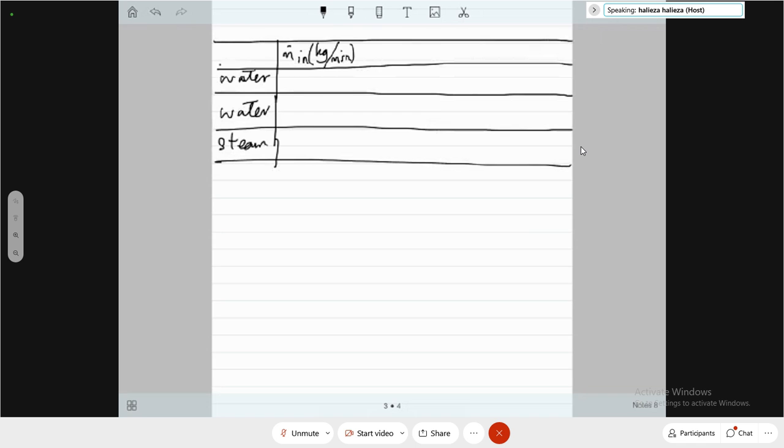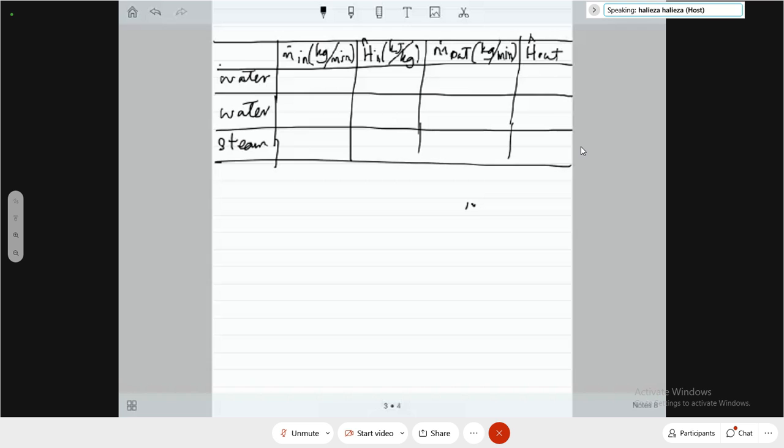I need to write quite small because I don't think I have enough space. Let me try to squeeze everything in. Let's see. That is in kilojoules per kilogram. Okay, that's in. And that's the mass out, kilogram per minute. See, I don't have enough space here. Okay, that's out. I don't have enough space to write the unit.